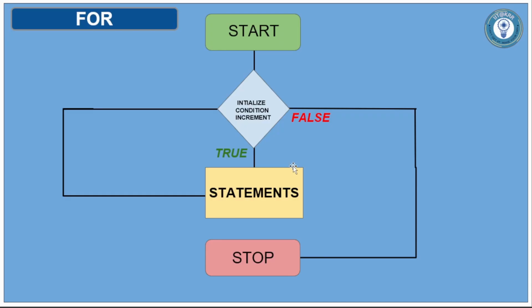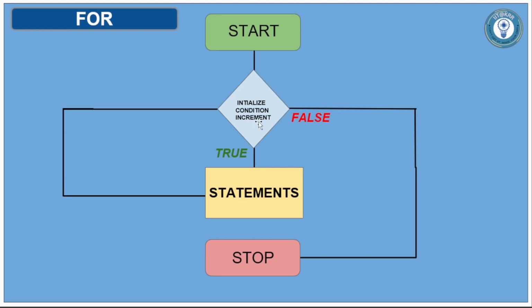This is the flowchart of for loop. At first it starts and it enters the loop. At first it initializes the value, defines the condition, and does increment. At first we say value of i is equal to 0 and we define the condition i less than 5. Then we increment the value of i plus plus. So at first the condition is true. So this block of code will get executed. And again it checks the condition.